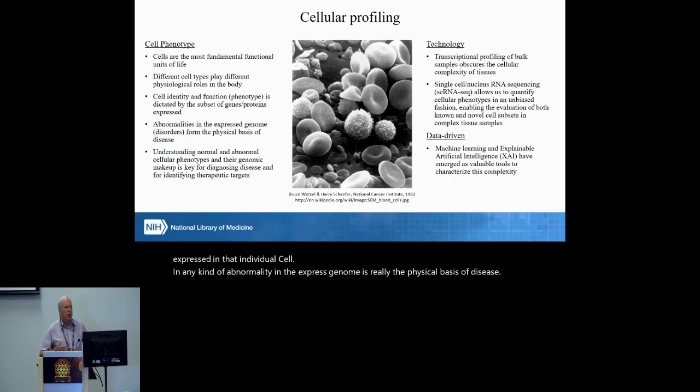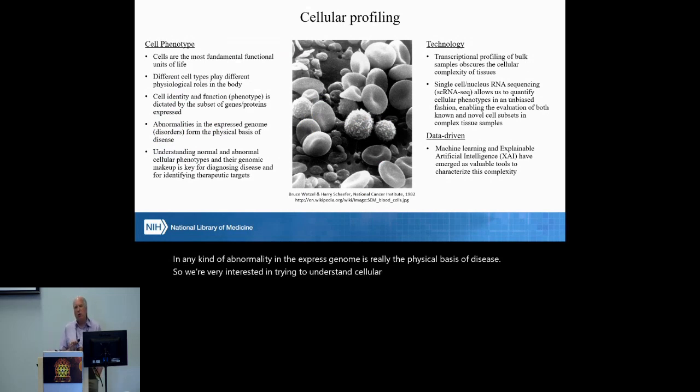So we're very interested in trying to understand cellular phenotypes, and historically, we've used transcriptional profiling of bulk samples to try to understand which genes are being expressed in which samples and which cells. But the problem with that bulk analysis is that it obscures the contribution of rare cell types that might be present in that sample. And so fortunately, over the last decade or so, we've seen a revolution in the ability to actually perform transcriptome analysis at the single cell level using single cell RNA sequencing.